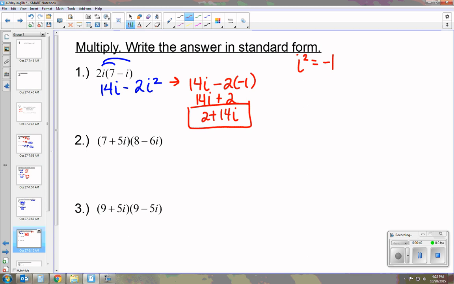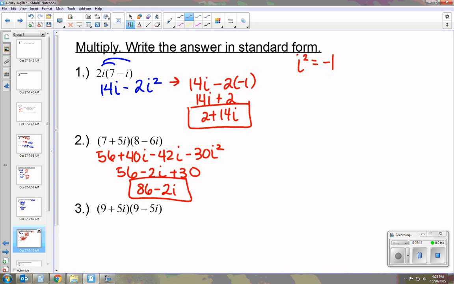This next one we can FOIL. 7 and 8 is 56, plus 40i minus 42i minus 30i squared. So we can say 56 minus 2i, and we can change this to a positive 30, since i squared is a negative 1, and then negative 1 times a negative 30 becomes a positive 30. We can combine the 56 and the 30, and we are going to get 86 minus 2i.